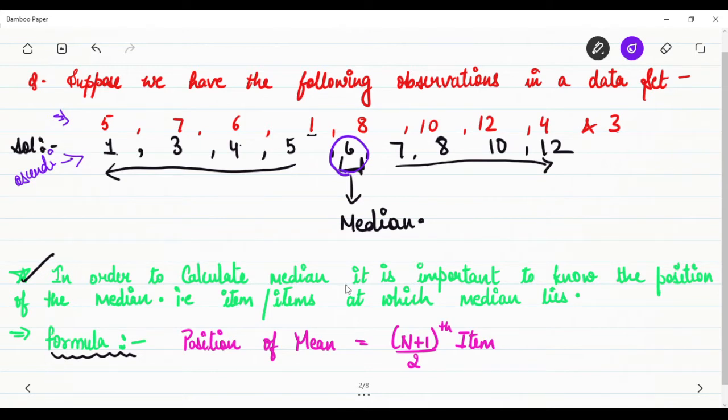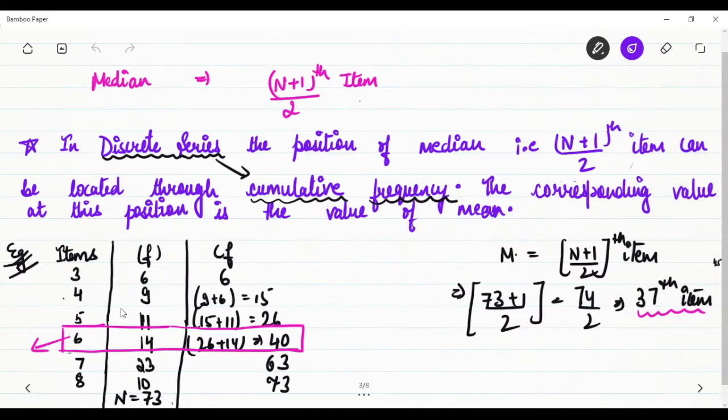In order to calculate the median, it is important to know the position of the median, that is, the item at which the median lies. What is the position of the median? The formula given to calculate the position of the median is (n plus 1) by 2 item. This can be explained through an example.